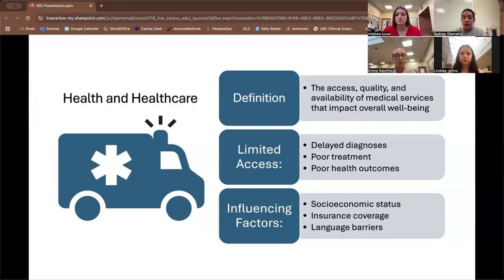Some of the influencing factors of access to health and healthcare include socioeconomic status, insurance coverage, and language barriers. Preventative care, timely medical interventions, and access to specialized services are essential for maintaining good health, yet disparities in healthcare access contribute to inequities in overall well-being. Addressing these issues through policies that improve healthcare affordability, accessibility, and education is crucial for promoting health equity and reducing health disparities.